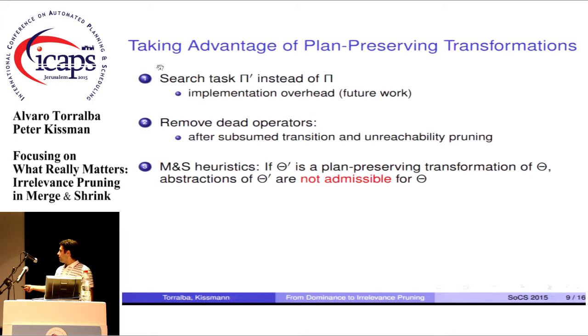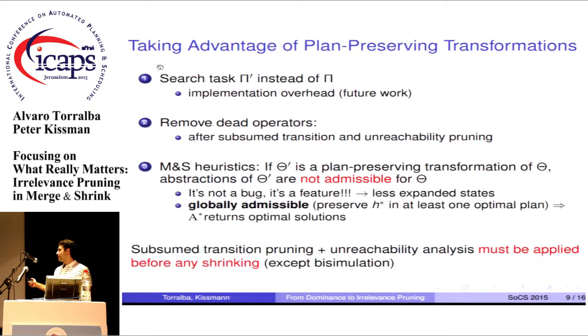Okay, and the other possible use of this, of course, is to generate merge-and-shrink heuristics. However, if we use the heuristic for our task theta prime to inform the search in the original state space, this will be a non-admissible heuristic.